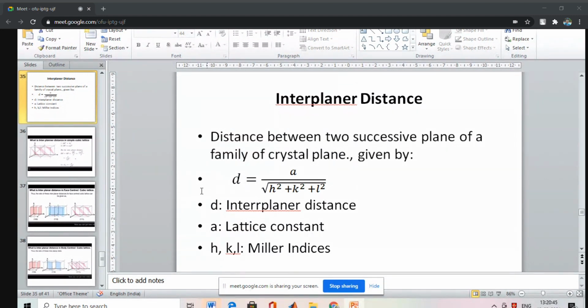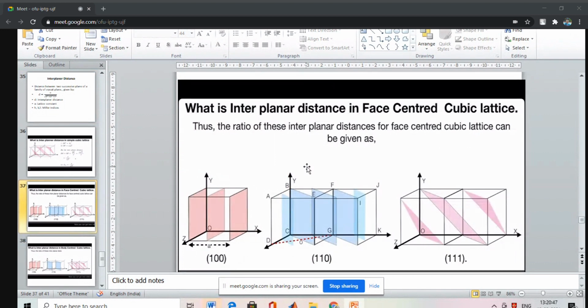But in case of FCC, see the 1, 0, 0 plane. Last lecture I have shown you these planes 1, 0, 0 in SCC, FCC and BCC. Do you remember that?